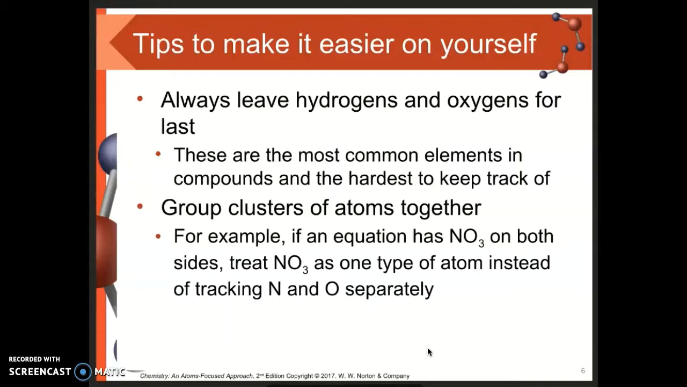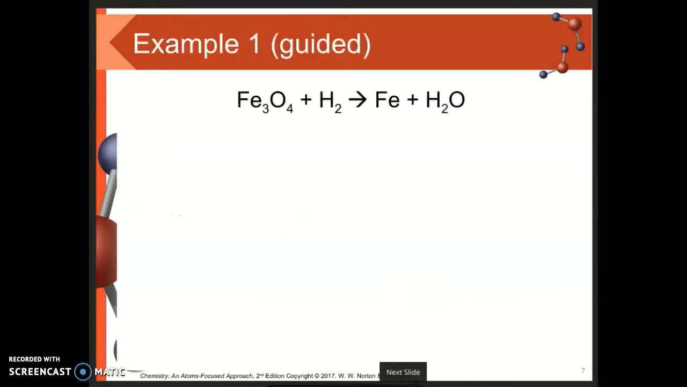Instead of separating the nitrate into nitrogen and oxygen, keep it together. Track nitrate ions on the reactant side and nitrate ions on the product side. And if you do that, chances are things will work themselves out, and you'll be able to balance a lot more quickly. So let's take a look at some examples here.